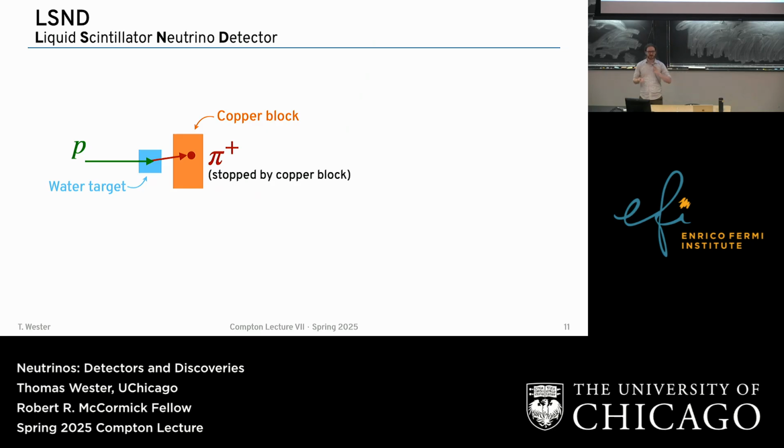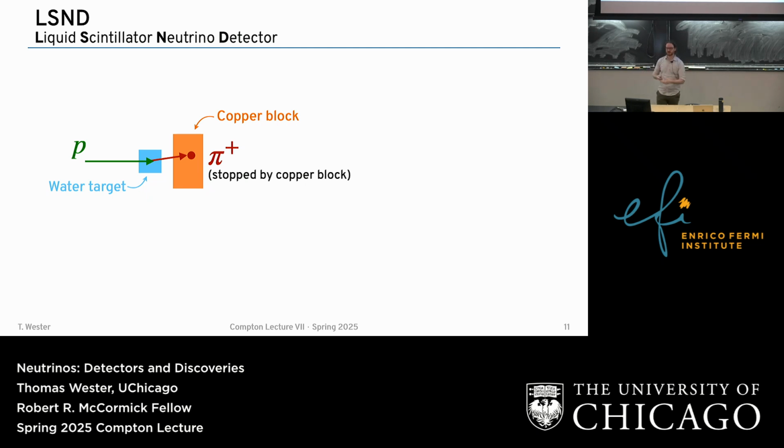So I want to start with one detector called LSND, the Liquid Scintillator Neutrino Detector. This detector worked very similarly to a long baseline experiment, but with a couple twists. So in previous lectures, we've talked about how neutrino beams are created, where you take a proton and you smash it into a block of material.